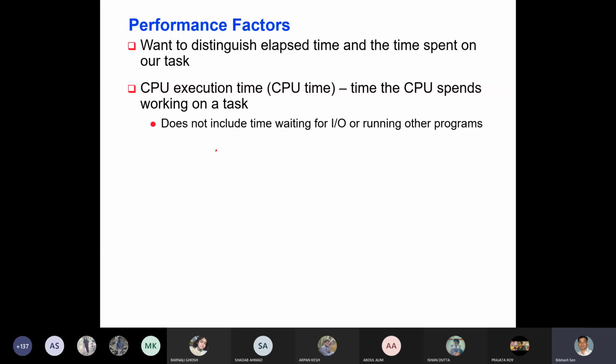Suppose we want to distinguish elapsed time and the time spent on our task. CPU execution time is the time the CPU spends working on a task.